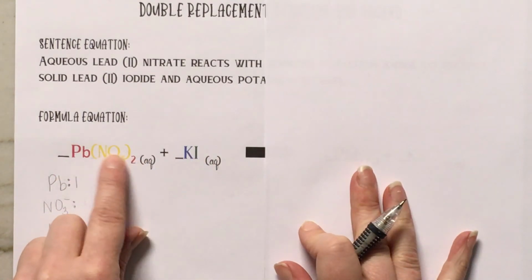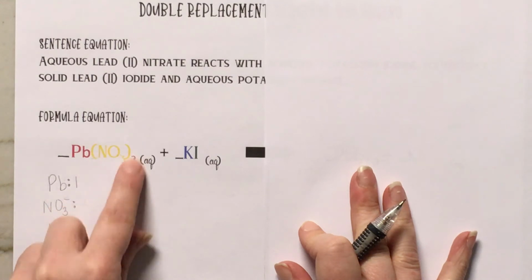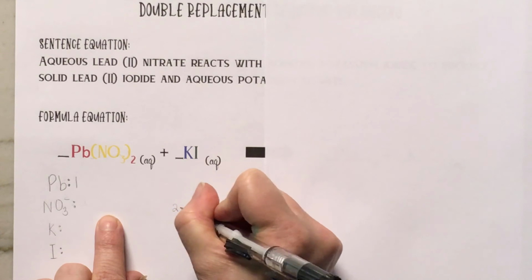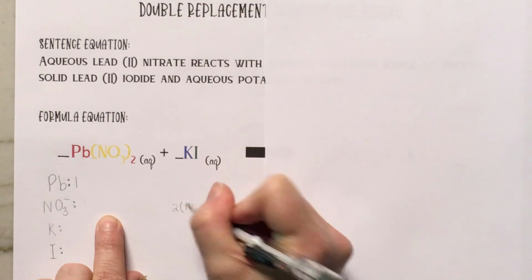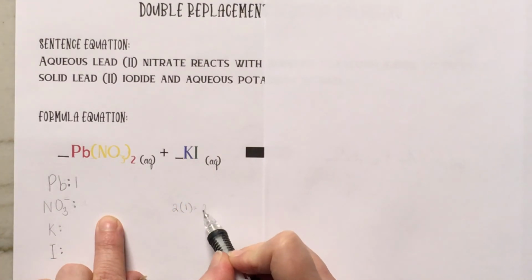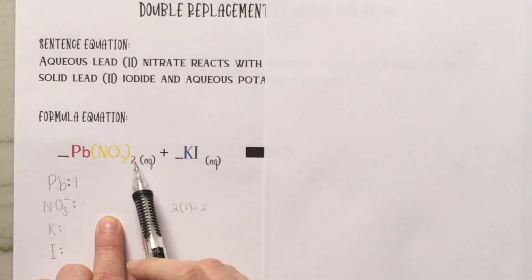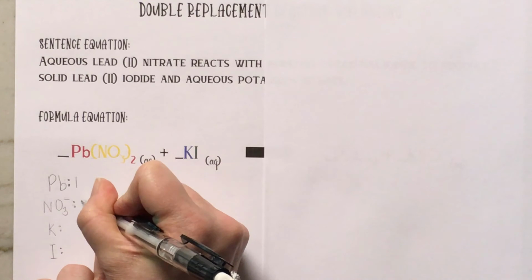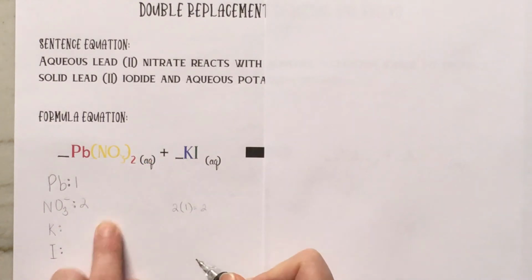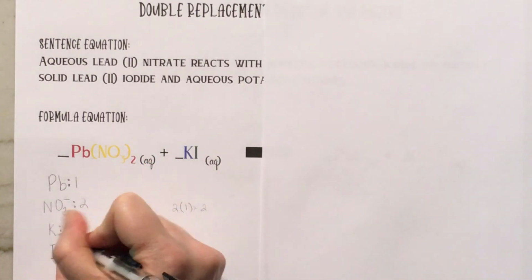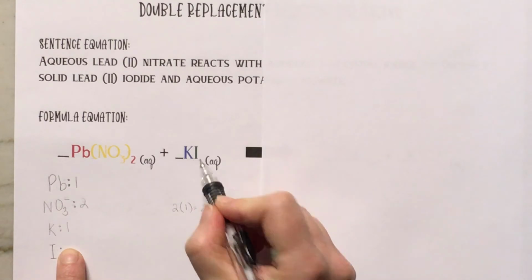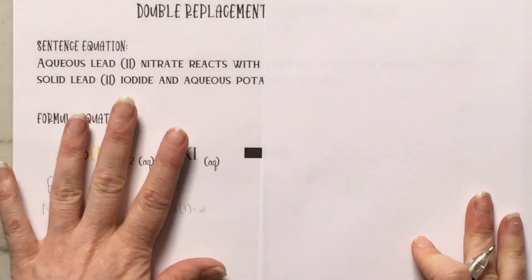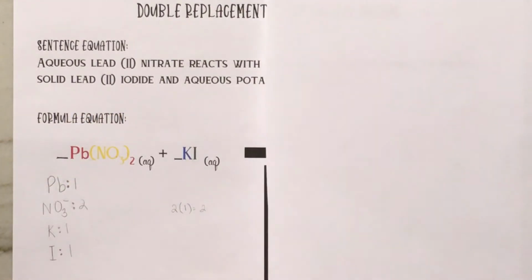Look at your nitrates. Remember, we're counting that as one piece. Look at the parentheses. In math, if you saw 2 parentheses 1, you would know that you multiplied. We're doing the same thing here. 2 times 1 nitrate is 2. Understood 1 potassium, understood 1 iodide. Okay? So we are done with the reactant side. Now let's take a look at the product side.